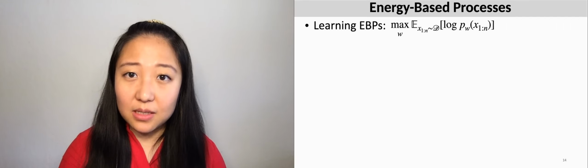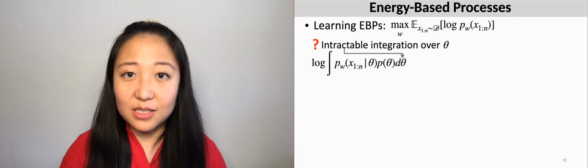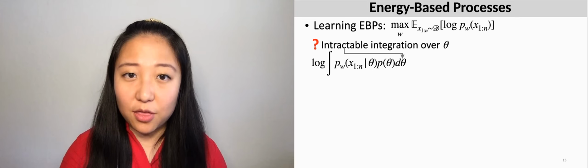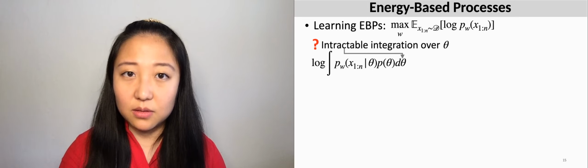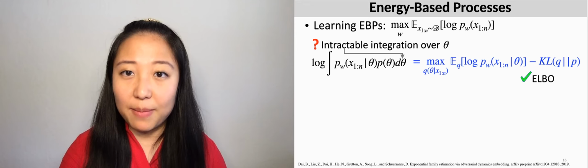To train EBPs, we maximize the expected log likelihood over set instances from a training set D. However, there are a couple of challenges in this maximum likelihood training approach. First, the integration over the latent variable theta is not tractable. As a workaround, we apply the standard technique from variational inference to maximize the evidence lower bound instead, and apply the reparametrization trick to sample from the variational posterior q of theta given x.